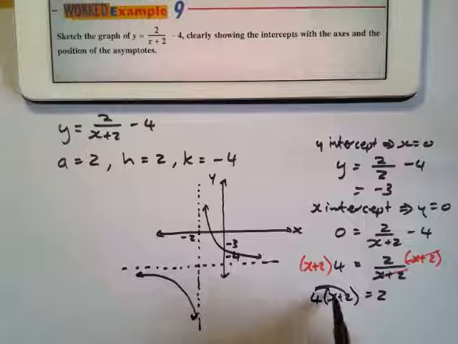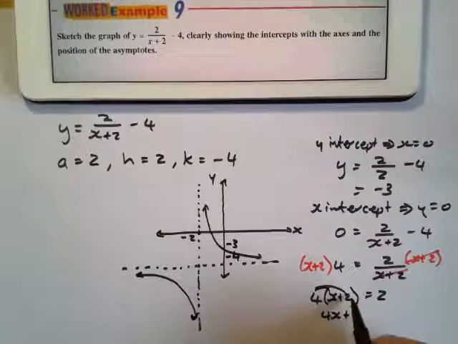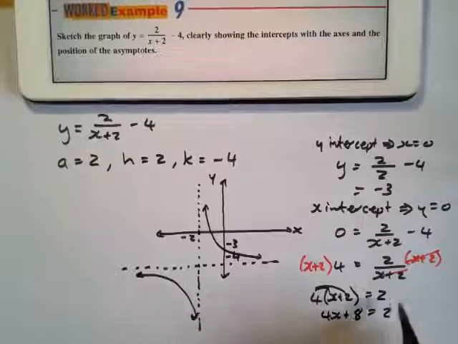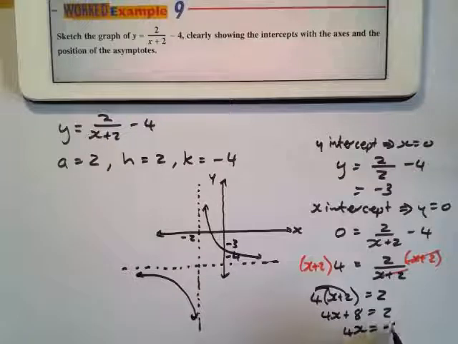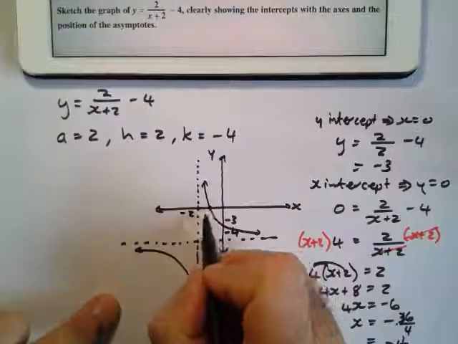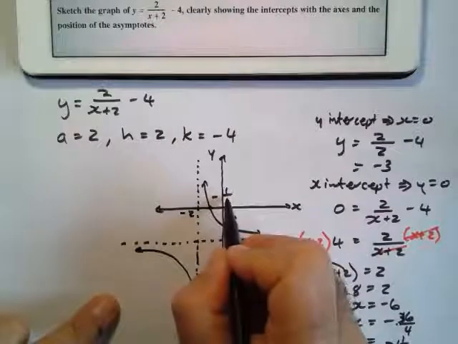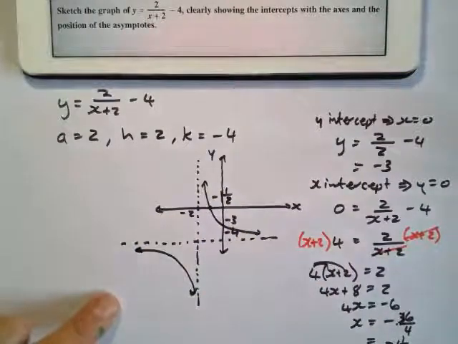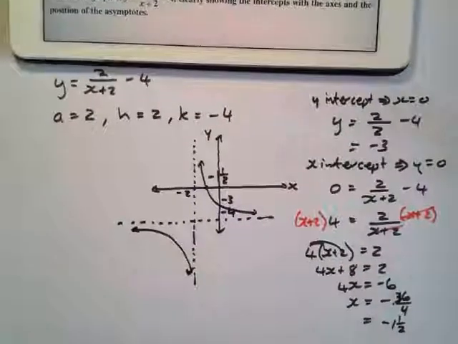Expand. Okay, so 4 times x is 4x. 4 times 2 is plus 8, which equals 2. 8 is going to go to the other side. It becomes negative. So 4x equals negative 6. Divide by 4. So x equals negative 6 over 4. And negative 6 over 4 is negative 1.5. Which means that value there is negative 1.5. And that is your problem done.